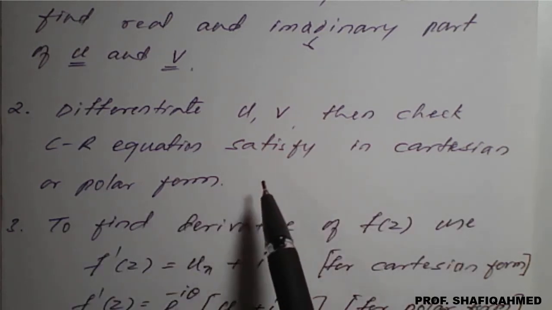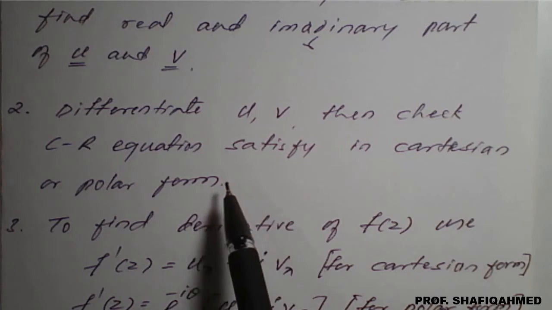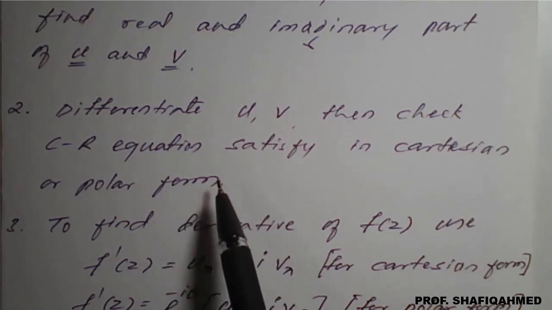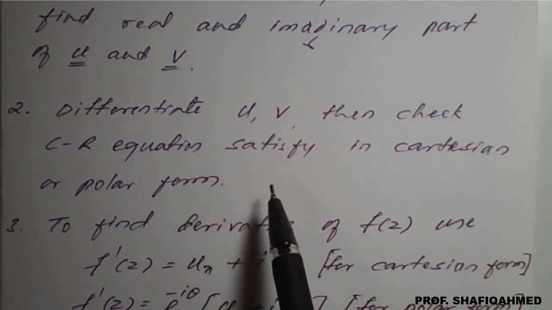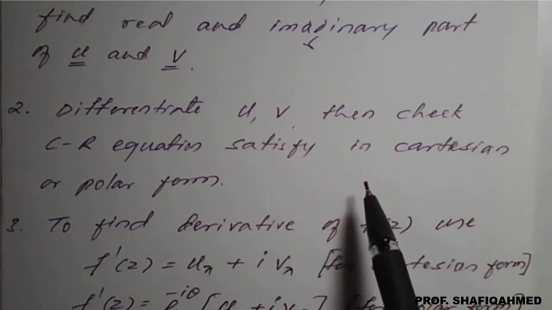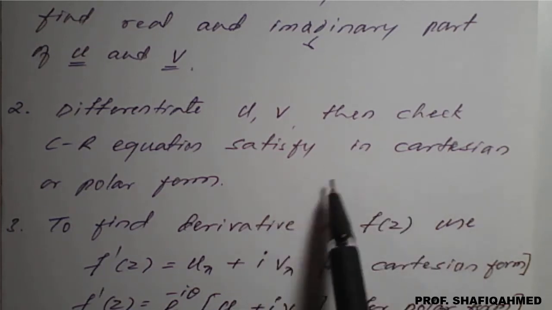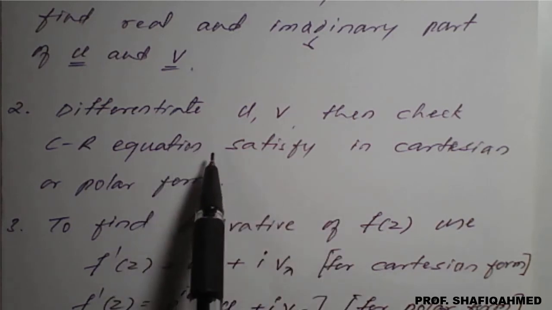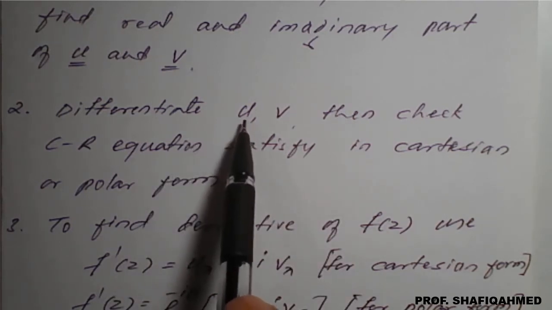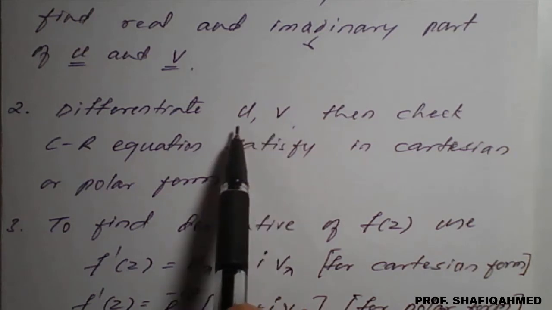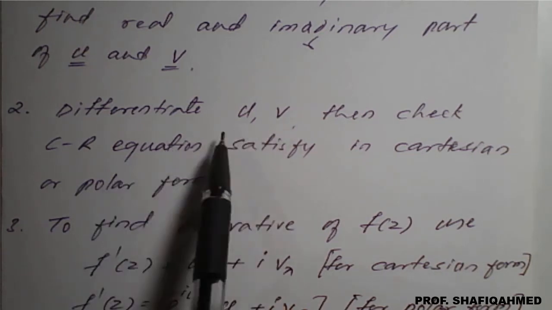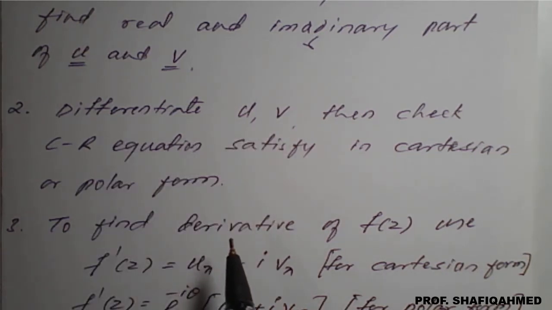We know the Cartesian form of the CR equation, that is, dou u by dou x is equal to dou v by dou y, and dou v by dou x is equal to minus dou u by dou y. That equation is supposed to be satisfied once we differentiate u and v with respect to x and y for the given real and imaginary functions.